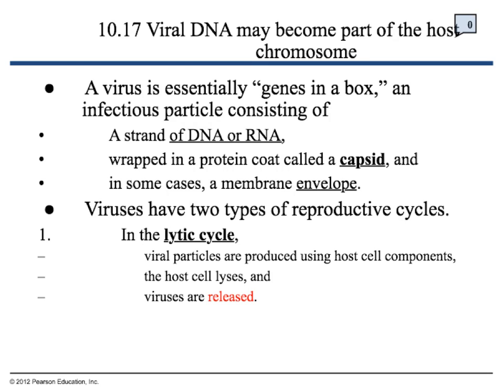There are two types of reproductive cycles that viruses can go through, and one is called the lytic, and that's where the virus gets into the bacterial cell and replicates over and over and over again until the cell is so full it ruptures and releases thousands of viral particles, which will then infect neighboring cells.